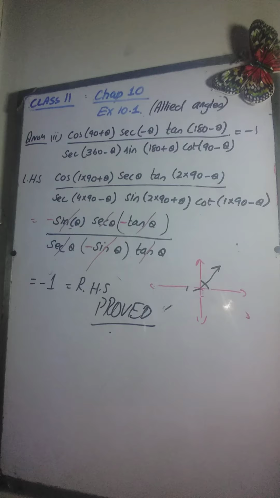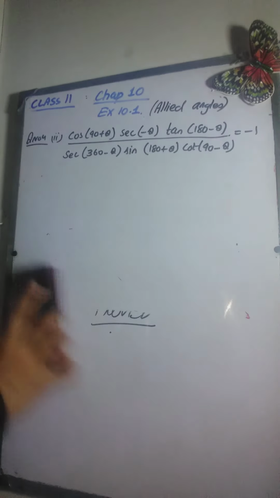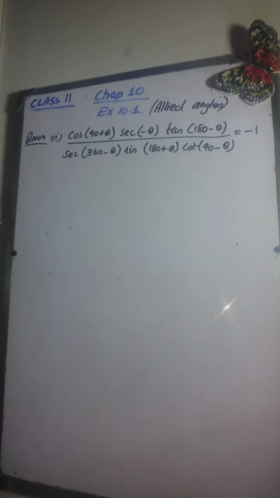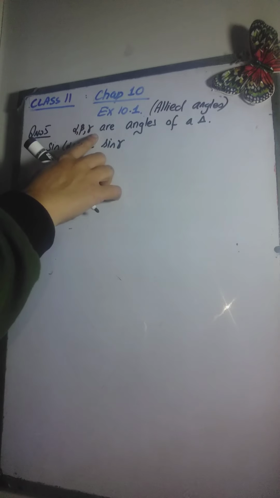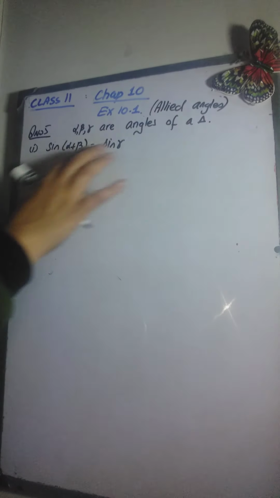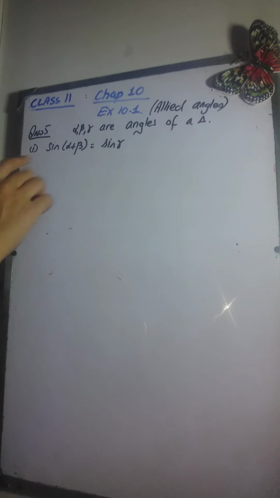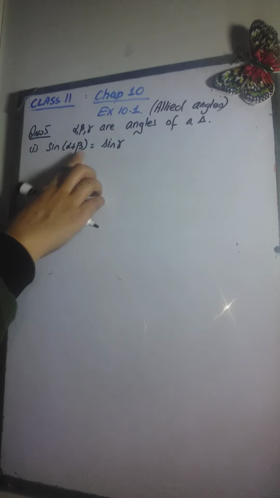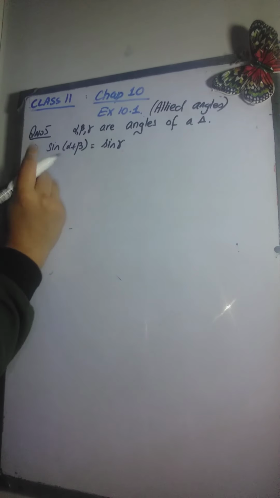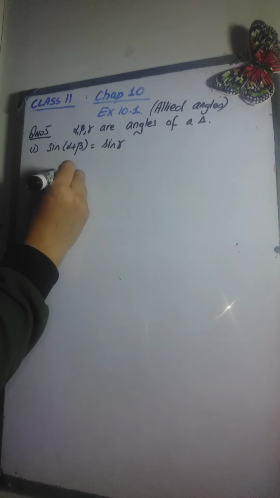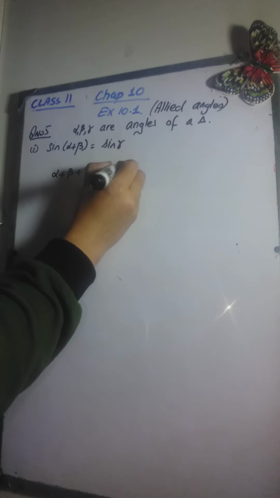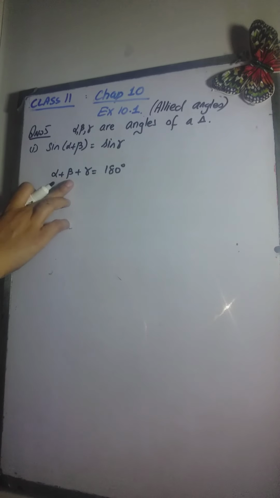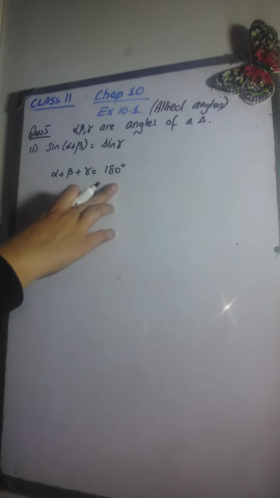Now let's move to the next question, question number 5. We are given that alpha, beta and gamma are the angles of a triangle, and we have to prove that sine of alpha plus beta is equal to sine gamma. As these are the three angles of the triangle, and we know that the sum of three angles of a triangle is always equal to 180 degrees, alpha plus beta plus gamma will be equal to 180.